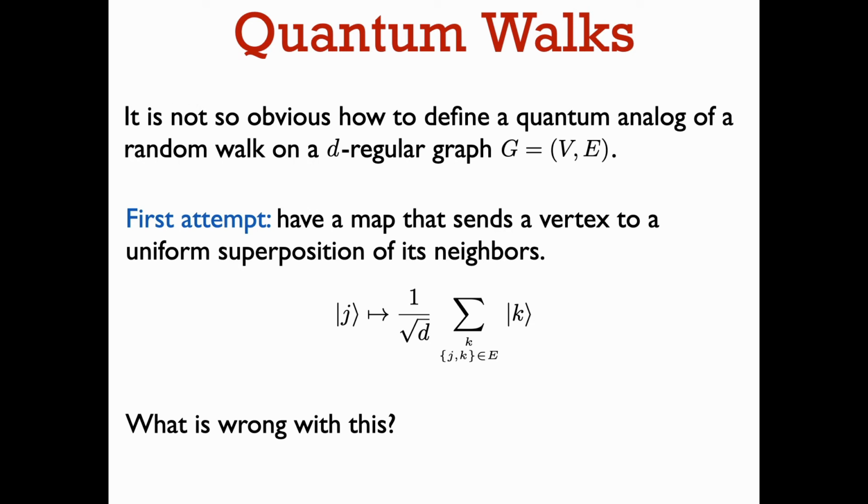Let's start thinking about how we can define a quantum analog of a random walk on a d-regular graph. The first thought might be to just have one register which holds the name of a vertex. Then our walk operator would send the state labeled by vertex j to a uniform superposition of its neighbors. This definition has a problem though. What's wrong with this? Well, this won't be a unitary operation. Two different vertices can have the exact same neighborhood. Thus, this operation is not reversible.